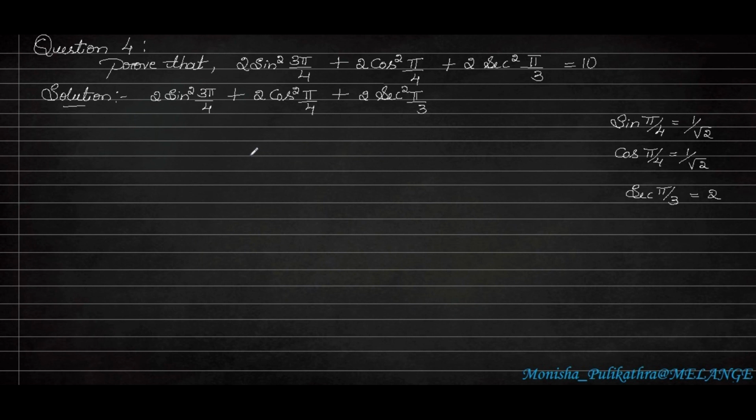Moving on to the fourth question. The fourth question is, prove that 2 sin²(3π/4) + 2 cos²(π/4) + 2 sec²(π/3) is equal to 10. So we need to simplify it to get a value of 10.